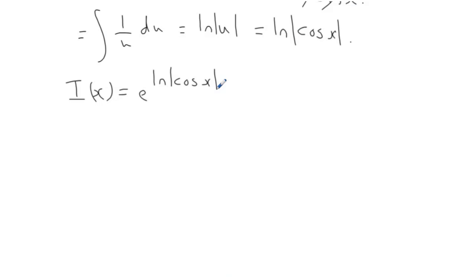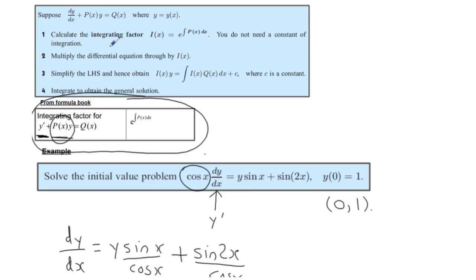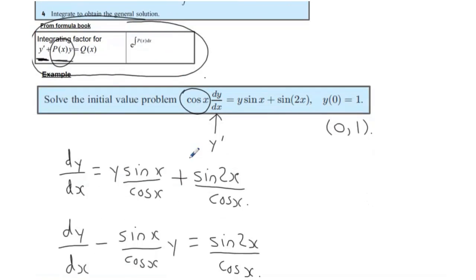Ln of cos x is the power you raise e to get cos x. So if I raise e to that power, it's just going to be cos x. So actually the integrating factor is cos x, which is hopefully going to make things really nice for us. Okay, so we've got our integrating factor, no constant of integration required. Now we can multiply the differential equation through by our I of x, which is cos x.